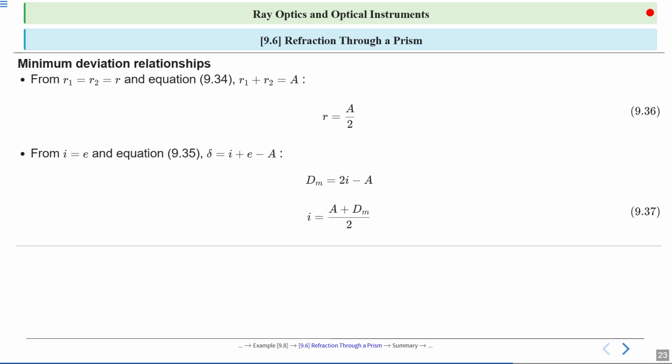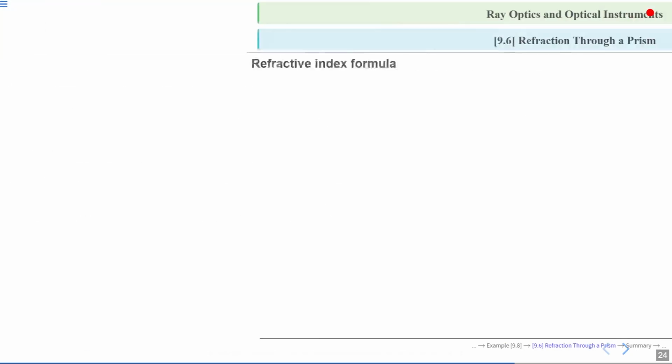Finally, we can determine the angle of incidence i in terms of the prism's angle and the minimum deviation angle. The equation i equals (A plus Dm) upon 2 gives us this relationship. Understanding this helps us predict the conditions under which the prism will cause the least deviation, which is essential for designing optical instruments.